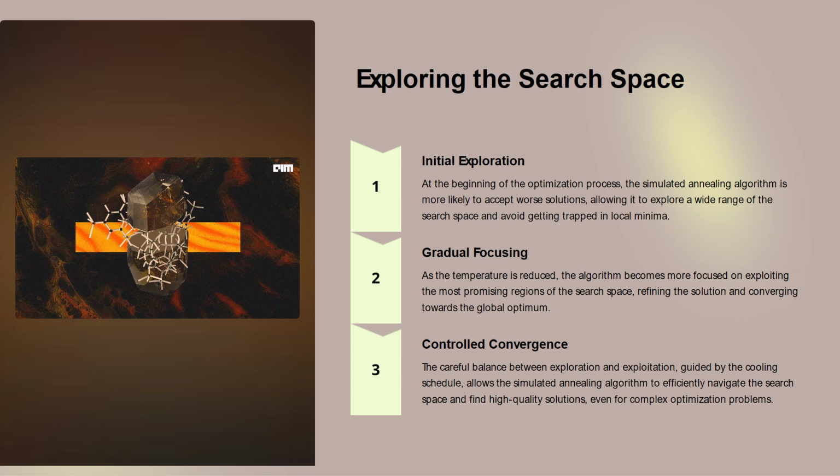And the gradual focusing. As the temperature is reduced, the algorithm becomes more focused on exploiting the most promising regions of the search space, refining the solution and converging towards the global optimum. And under controlled convergence, the careful balance between exploration and exploitation, guided by the cooling schedule, allows the simulated annealing algorithm to efficiently navigate the search space and find high-quality solutions even for complex optimization problems.